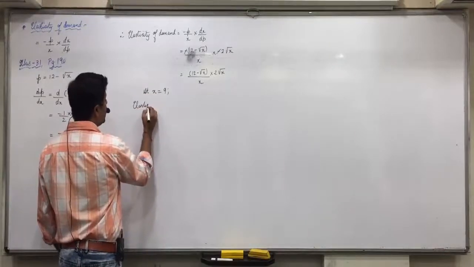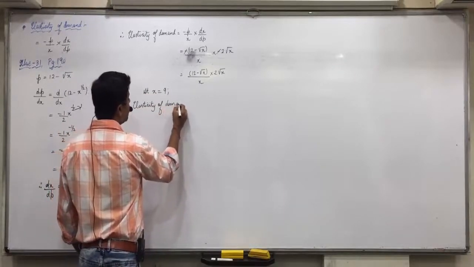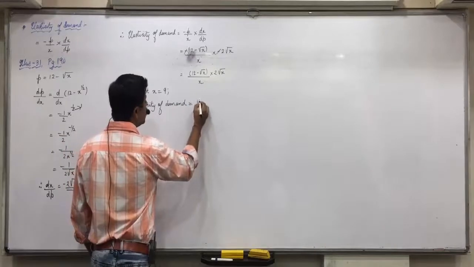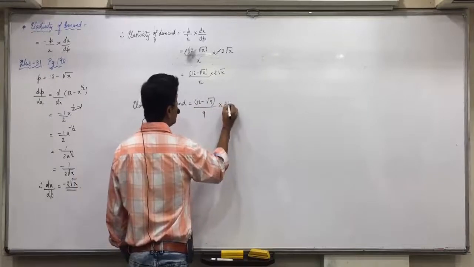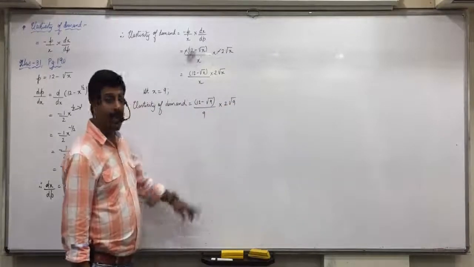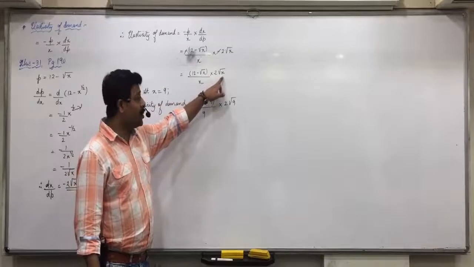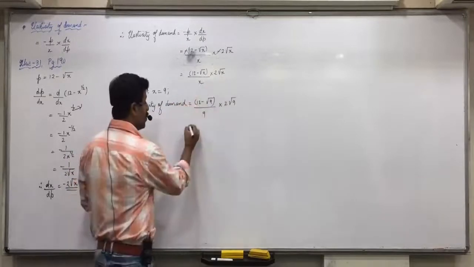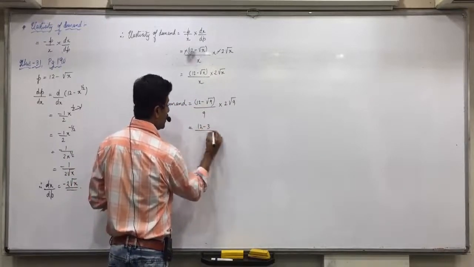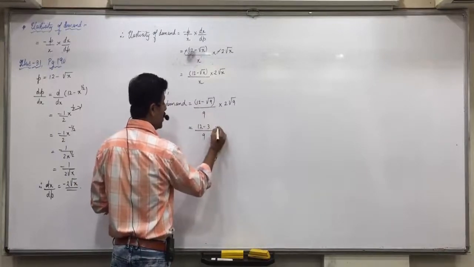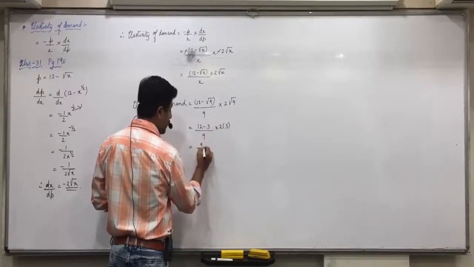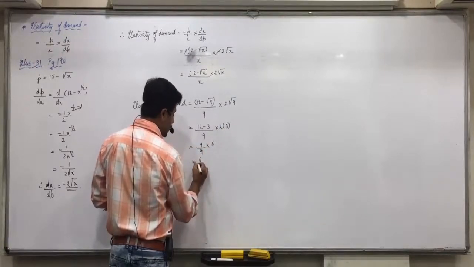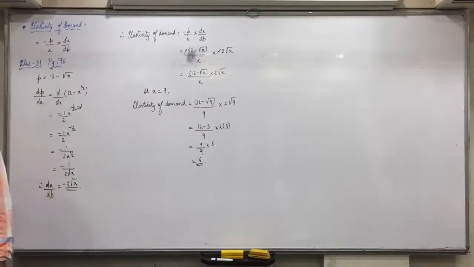At x equals to 9, elasticity of demand is equal to 12 minus root of 9 upon 9 into 2 root 9. Wherever there is x, we substitute 9. What is root of 9? 3. So 12 minus 3 upon 9 into 2, and root of 9 is again 3. 12 minus 3 is 9 divided by 9 into 6, that is 6. Means if price changes by 1%, demand will change by 6%.